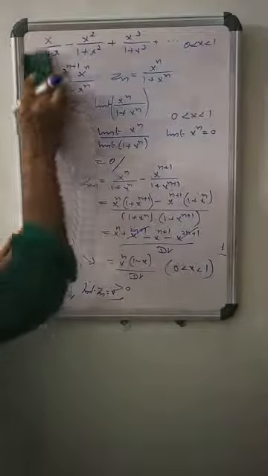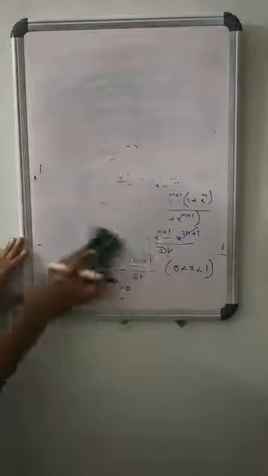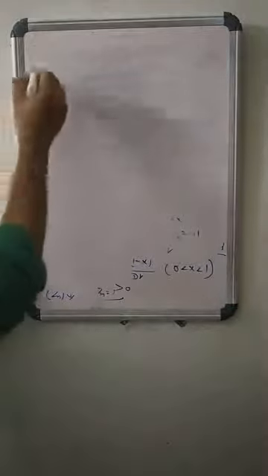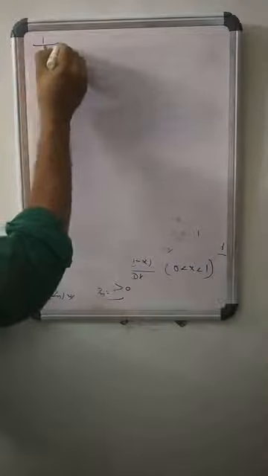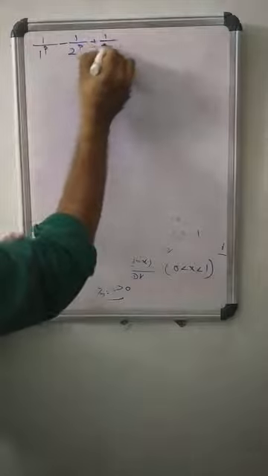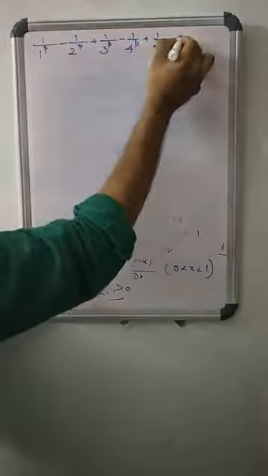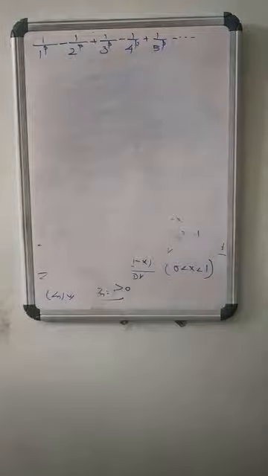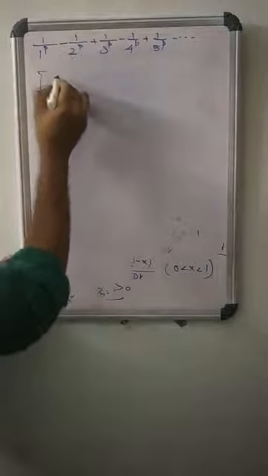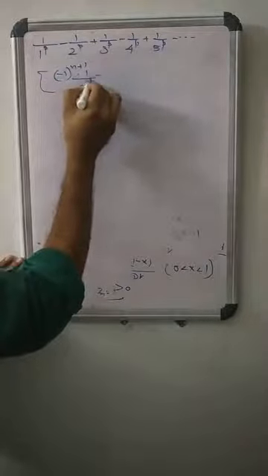Now again, test the convergence of another series. It is 1/1^p - 1/2^p + 1/3^p - 1/4^p + 1/5^p - etc. What about the convergence? How to check this one? So the series is again an alternating series, Σ (-1)^(n+1) times 1/n^p.